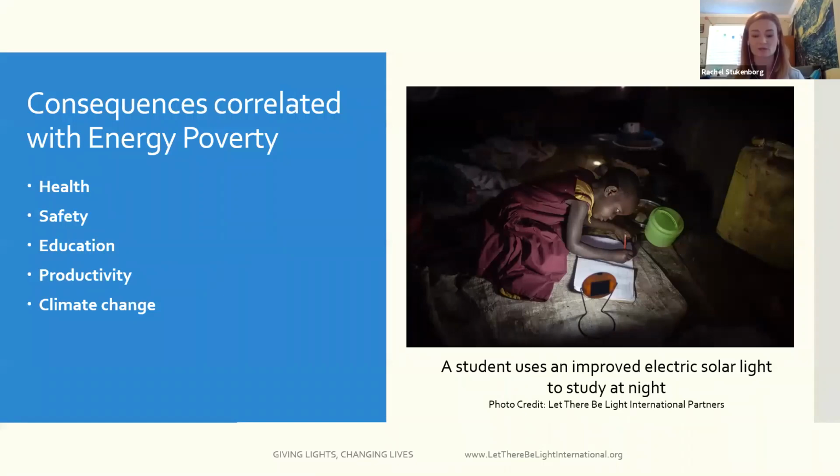It also impacts the global community through climate change. The collection of biomass and the use of biomass as a cooking fuel causes deforestation and desertification, and burning sources of fuel like biomass and kerosene also releases greenhouse gases. And all of these problems together, all of these correlated consequences, are why energy poverty is an energy crisis.